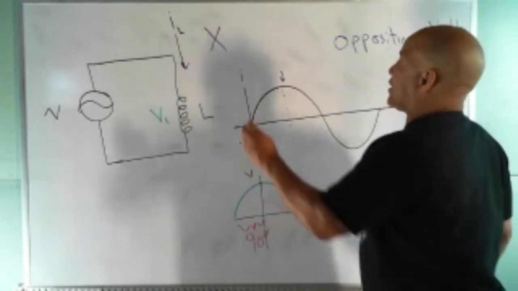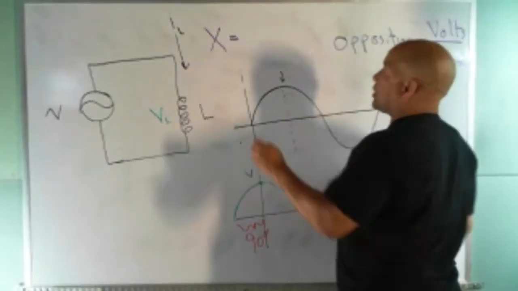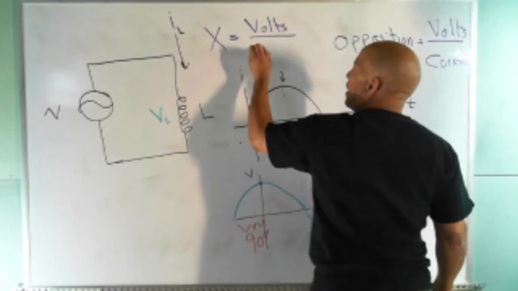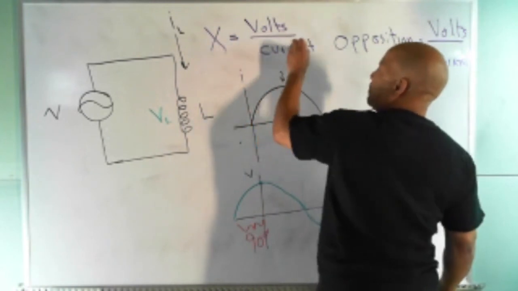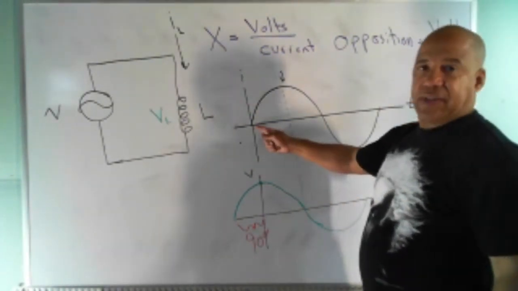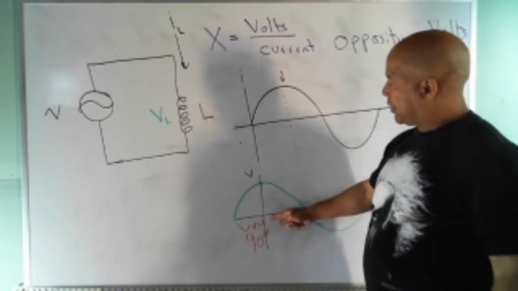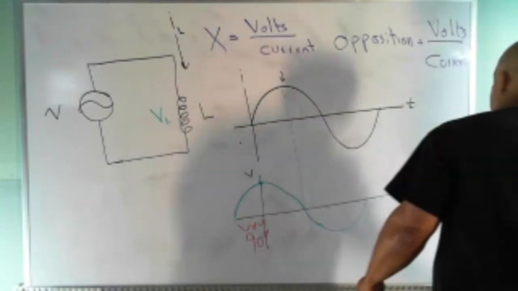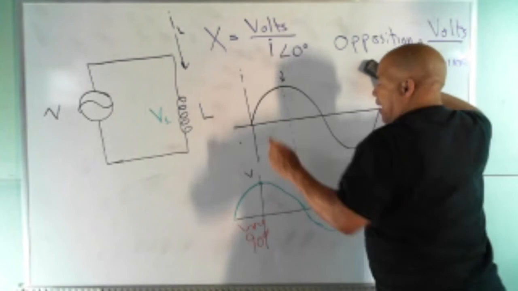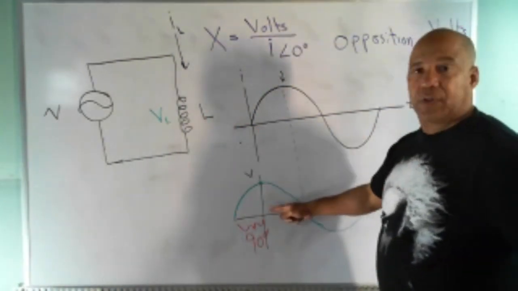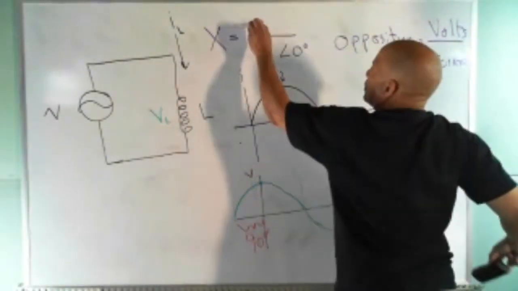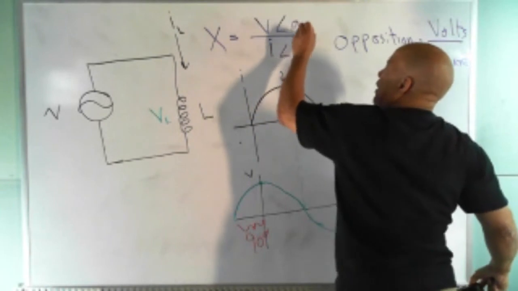Whatever this opposition X is, I know to get the value of it in ohms, I've got to take the voltage and divide by the current. And that gives me the opposition, whatever it is. Well, my current is at 0 degrees. If I look right here at T0 and T0, my current is at 0 degrees, so I can write it like this: this is I at an angle of 0 degrees. And while my current is at 0 degrees, look at my voltage. My voltage is at 90 degrees. So when I divide this into volts, my volts is at an angle of 90 degrees.